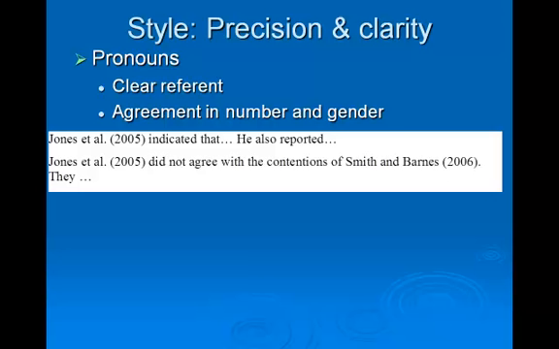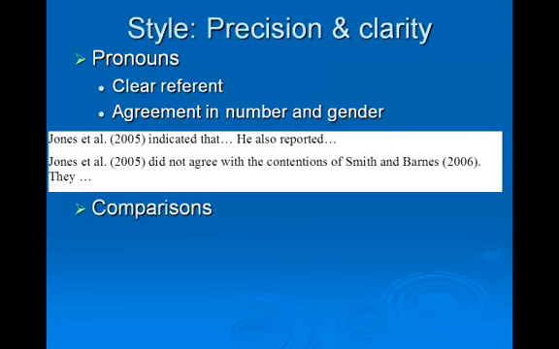Okay. Another one here: "Jones et al. 2005 did not agree with the contentions of Smith and Barnes 2006. They further said blah blah blah." Here it's not real clear because we have two plurals, right? Jones et al. is plural, Smith and Barnes is plural. Does the "they" refer to Jones et al. or to Smith and Barnes? I would assume it refers to Jones et al., because Jones et al. were the subject of the preceding sentence. But maybe that's not what you meant. It's a little ambiguous. So reword the sentence so that it's clear who you're referring to with your pronouns.